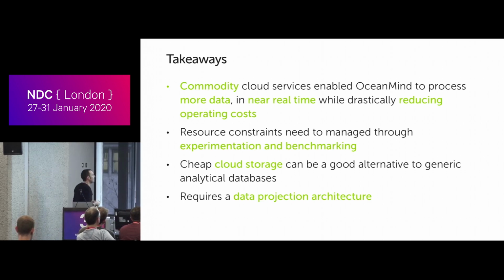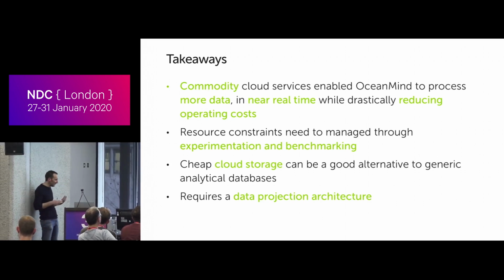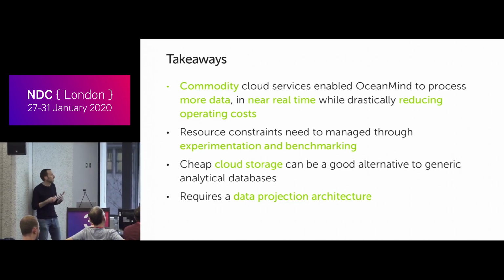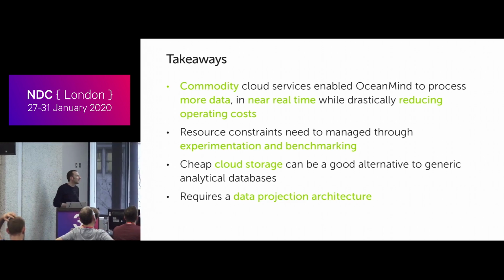Resource constraints need to be managed through experimentation and benchmarking. Carmel mentioned a few times where we broke functions. The consumption plan basically said, no, you can't do that. And we're like, okay, well, let's keep going. Benchmarking is really important, especially in terms of regressing. You can make a small change, as Carmel mentioned, and all of a sudden, you're back to square one.